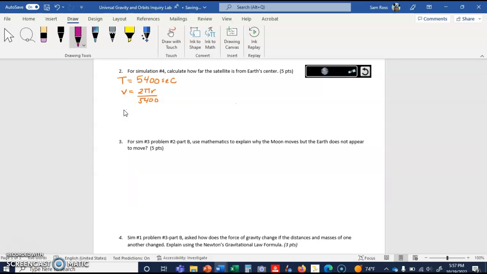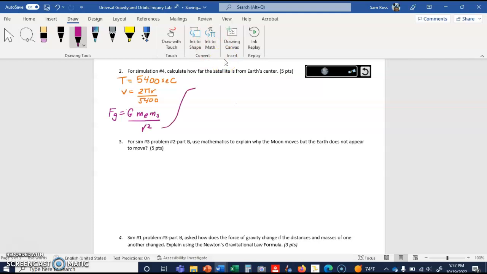So let's start off with our gravitational force is equal to our gravitational constant times mass of Earth, the mass of the sun, over r squared. Remember, all of these are up at the top of your page.